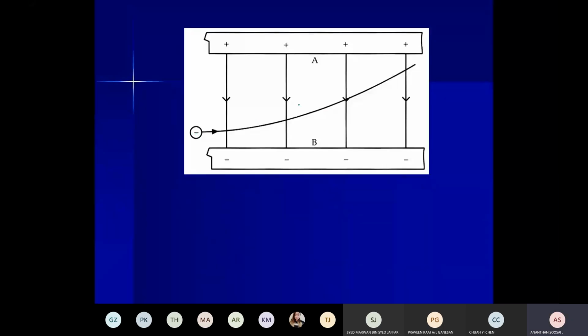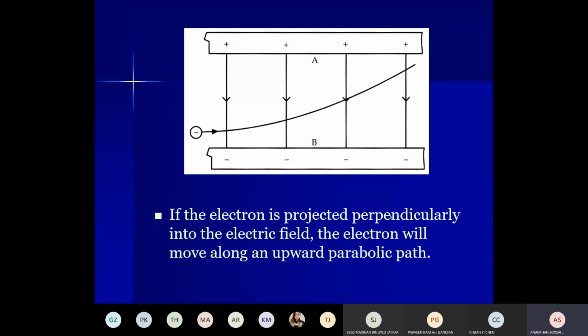If a negative charge is getting in horizontally, of course, it's going to move in a parabolic path again towards the positive charge. The electron is projected perpendicularly into the electric field. The electron will move along an upward parabolic path.